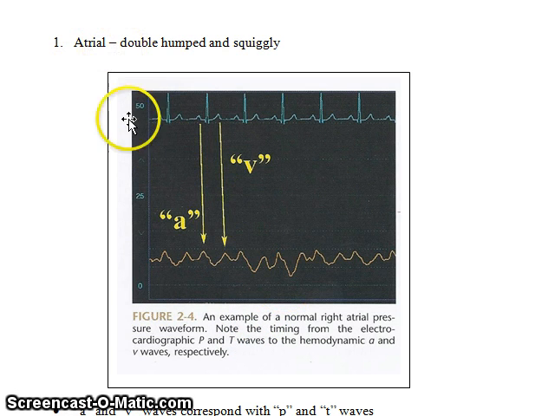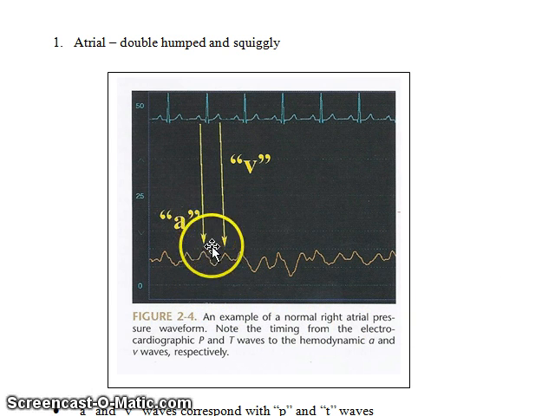But the atrial waveform is characterized by looking double humped and squiggly, is the best way I can describe it. The atrial waveform actually has deflections in it, like it's broken down into parts. To be honest, when I took my test, I didn't know all of the different parts, so I don't think it's necessary that you know all of the little parts, but I will talk about them briefly.